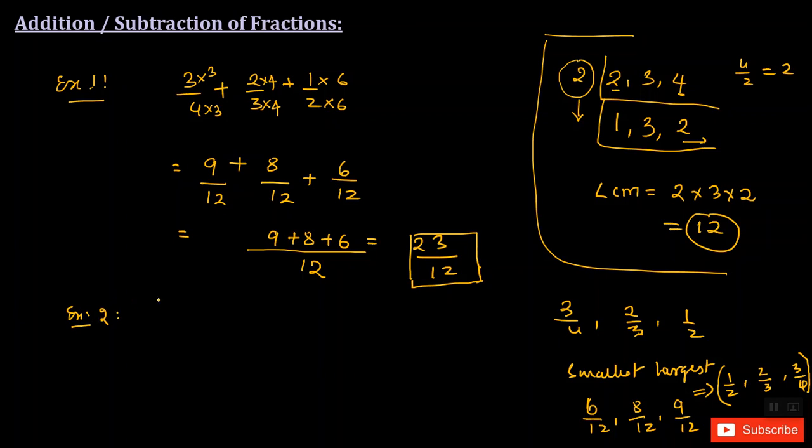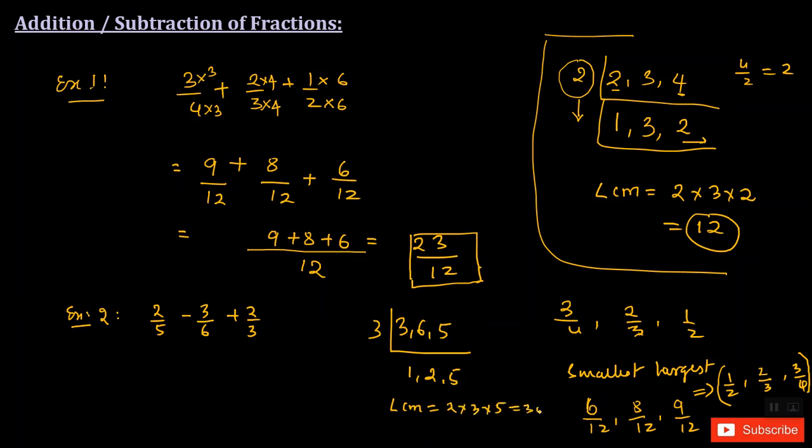Example 2. If I have 2/5 minus 3/6 plus 2/3. Again, I have to make a common denominator. Which number appears in the 5 times table, 6 times table and 3 times table? The first common number is called the least common multiple. So I can do it this way: 3, 6 and 5. Divide by 3, because 3 and 6 are divisible. 3 divided by 3 is 1, 6 divided by 3 is 2, and the 5 stays as it is. Multiply them: 3 times 2 is 6, 6 times 5 is 30. So the least common multiple here is 2 times 3 times 5, that is 30, right?